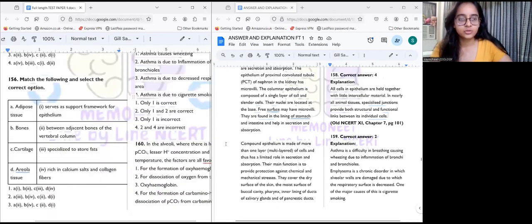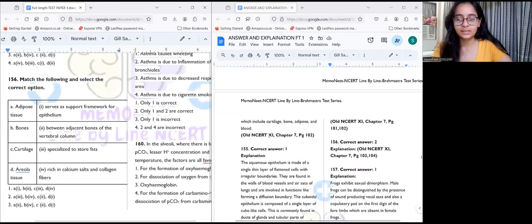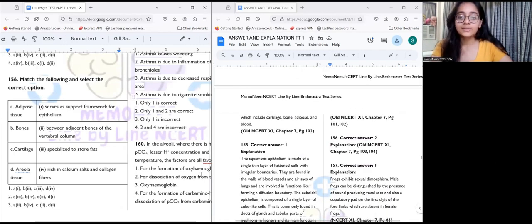156th question, adipose tissue. One second, let me open the answers. Okay, the answer is option number 2. Now, this is a question from the old NCERT. Also, 155, the previous question, was also from the old NCERT. In the old NCERT, all of these concepts are mentioned. So there are chances that if the paper is NCERT based, it may also relate to the older NCERT. We are not sure, which is why we've included this question in this test.